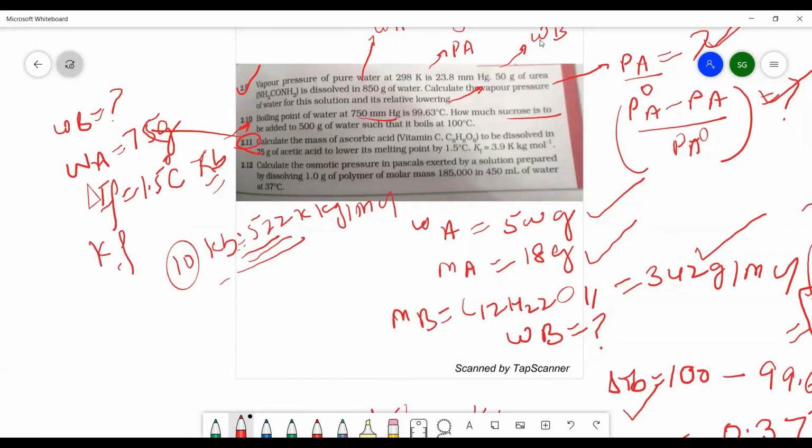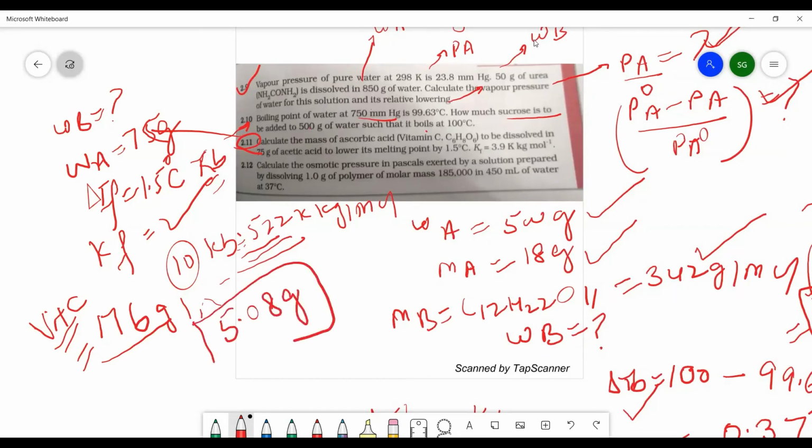And the value of KF is given to you. Now you can find out the molar mass of this vitamin C, C6H8O6. इसका molar mass निकाल लीजिए. And the molar mass जब आप निकालेंगे, that will come out to be 176 grams per mole. So you can apply the formula, that is delta TF is equal to KF into m. Then the answer will come out to be 5.08 grams. That will be the answer of question number 11.